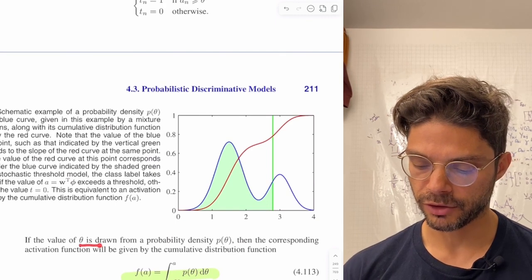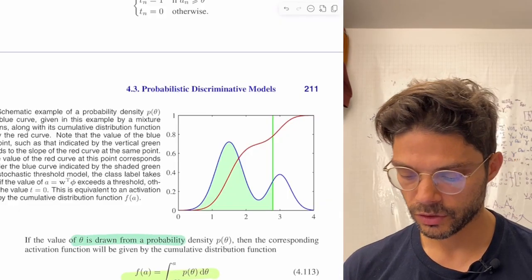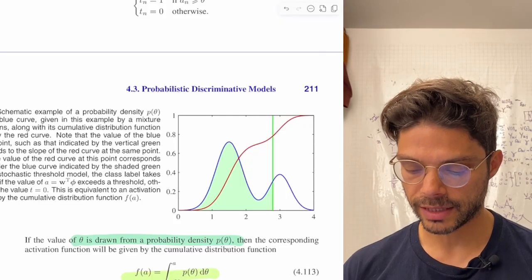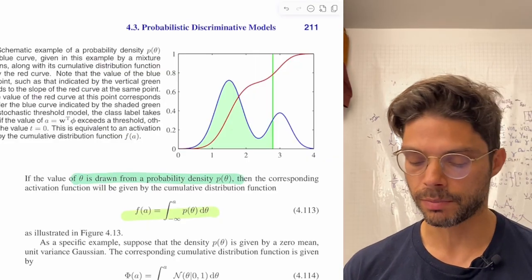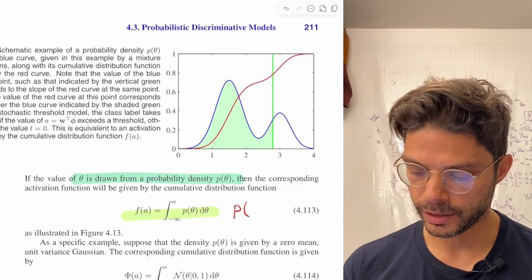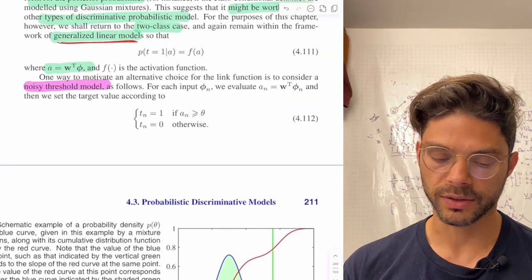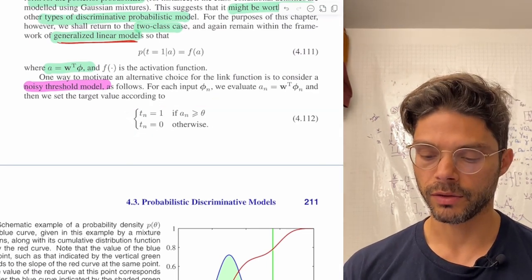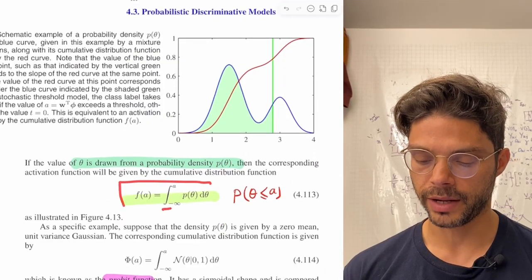But if the value of theta is drawn from a probability density, and I really need to highlight this, that's the key point, so theta itself is moving around, then the corresponding activation function will be given by the cumulative distribution. This is capturing the probability that theta is less than or equal to a, because that's what gives us a 1. If a is greater than theta, that means theta is less than or equal to a, and that's this quantity here, integrating from minus infinity to a.